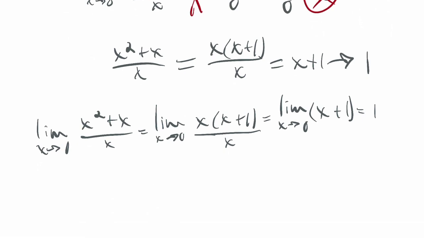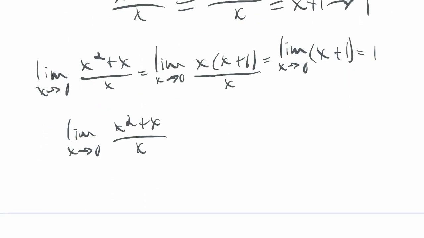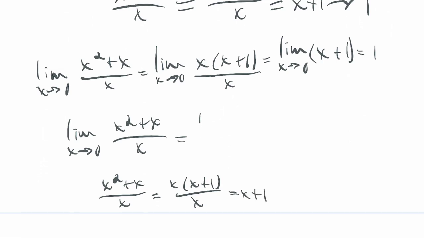Another thing you can do is, starting from the beginning, say, okay, limit as x goes to 0 of x squared plus x over x. And then below that, you could say, I'm going to do my algebra separately. So x squared plus x over x equals x times x plus 1 over x. So this equals x plus 1. And then come back up here and say, well, this equals limit as x goes to 0 of x plus 1. And that equals 1.